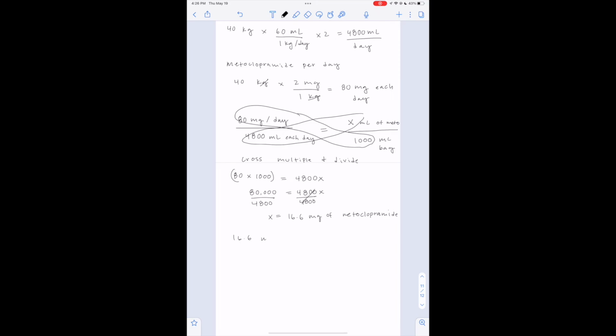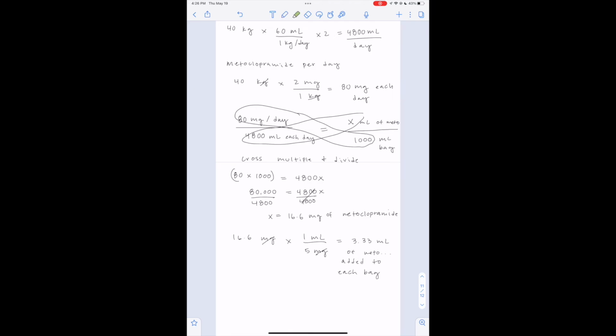So now we want to be able to get that into how many milliliters we should be giving in that 1,000 milliliter bag. So 16.6 mgs times the concentration, which is 1 milliliter has 5 mgs in it. Your mgs will cancel and will give you 3.3 mils of metoclopramide added to each bag. And that's your answer for part 3.